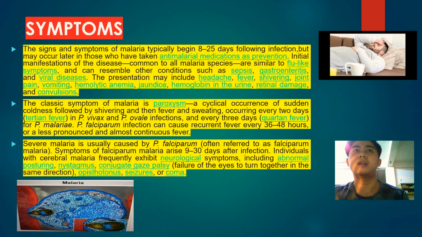The presentation may include headache, fever, shivering, joint pain, vomiting, hemolytic anemia, jaundice, hemoglobin in the urine, retinal damage, and convulsions. The classic symptom of malaria is paroxysm, a cyclical occurrence of sudden coldness followed by shivering and then fever and sweating. Occurring every 2 days, there is tertian fever in P. vivax and P. ovale infections.